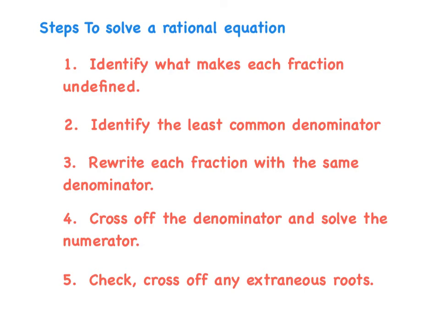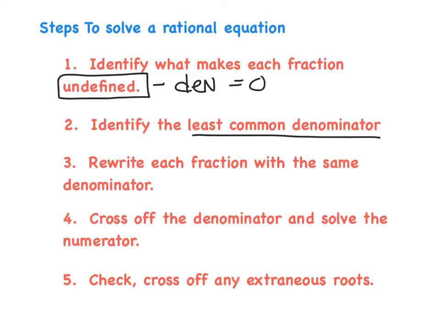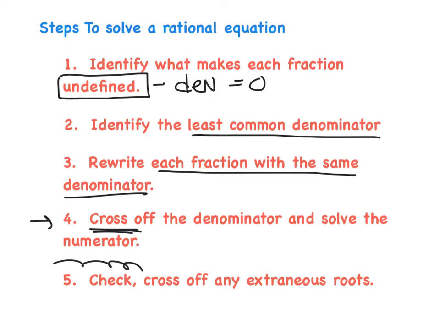All right, so here are the steps to solving a rational equation. So more than just that simple cross multiply. Make sure you jot these down. Identify what makes each fraction undefined. We've talked about that word earlier this week, and of course that means when the denominator equals 0. Identify the least common denominator, which we've done this week as well. Rewrite each fraction with the same denominator. Now here's the different part from adding and subtracting: we are going to cross off the denominator and solve the numerator. And then of course, the big fat old check, and we'll cross off any extraneous roots. Those are just roots that don't check.